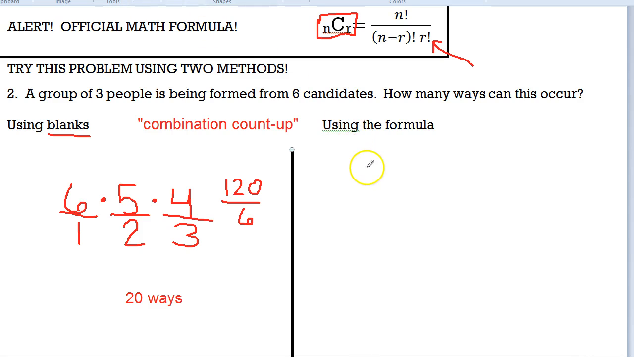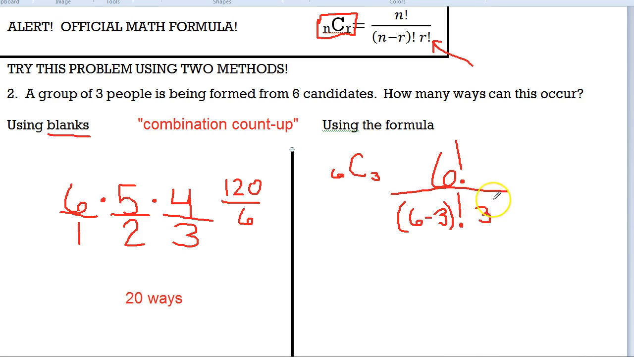Would the formula give you the same answer? Yes, it would. Because if you use the formula, this would be a 6C3. There are 6 people, and you are choosing 3 of those people. So you would put 6 factorial on top, and then you would do 6 minus 3 in parentheses, another factorial, and then you put another 3 factorial right there.